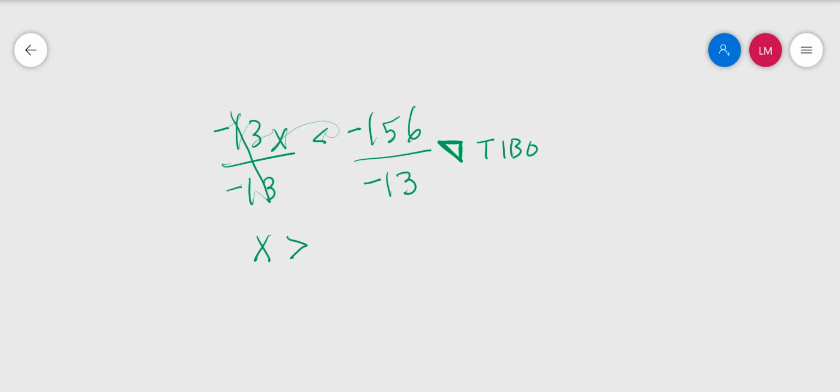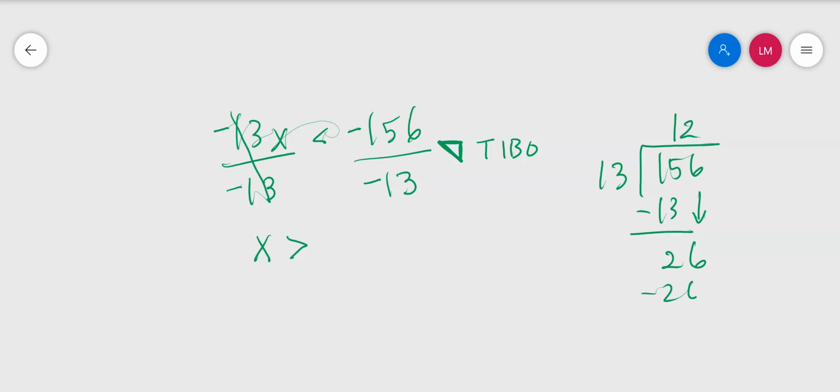So now we know a negative divided by a negative is a positive, but let's do top in and bottom out. So I got 156 being divided by 13. 13 goes into 15 one time. Subtract, remainder of 2, bring down the 6, and 13 times 2 is 26. So then we have no remainder. So there it is. This is going to be a positive 12.